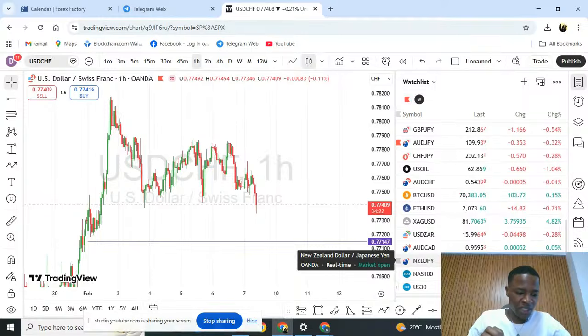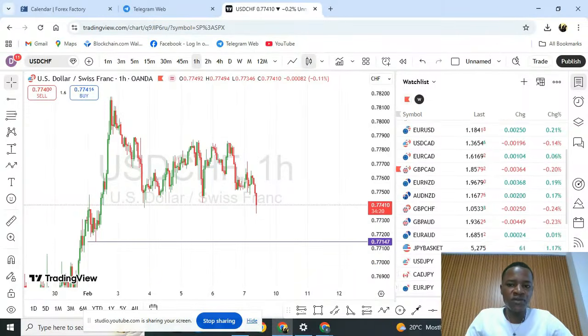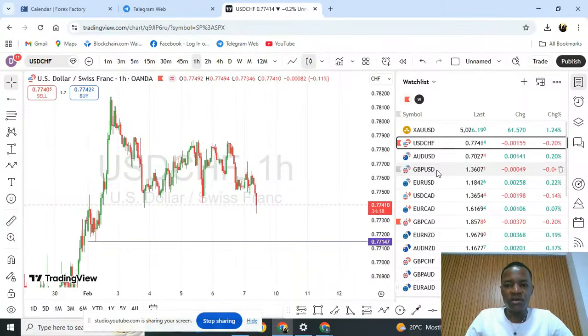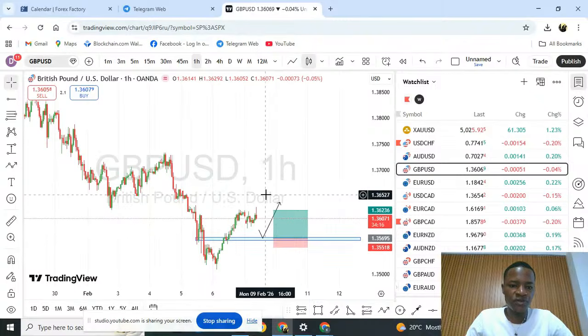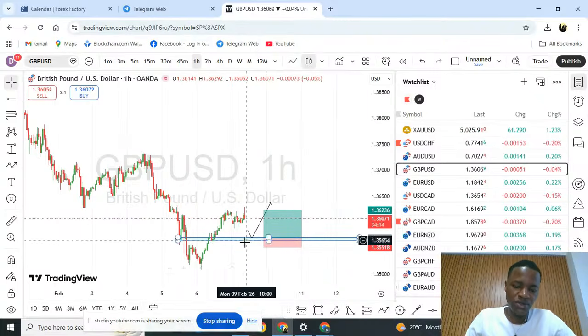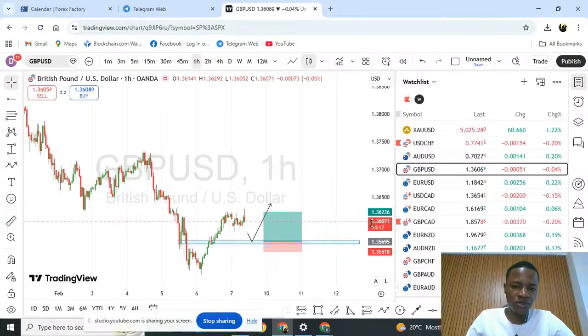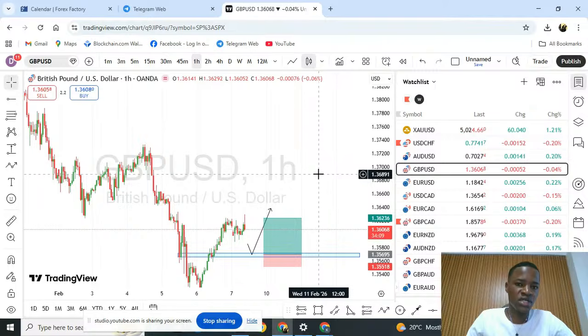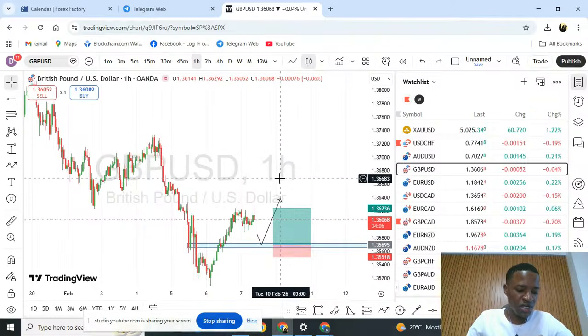Utaona pairs zenye tumeanalyze, tumeemphasize. But on this, I'll leave you with this as my pair for today. GBPUSD. I'm looking forward for GU to come back to a particular level. This one is my good opportunity for me to buy GU this week, also as a swing trader, and also for a day trader, a very good entry on GBPUSD. Check it out.